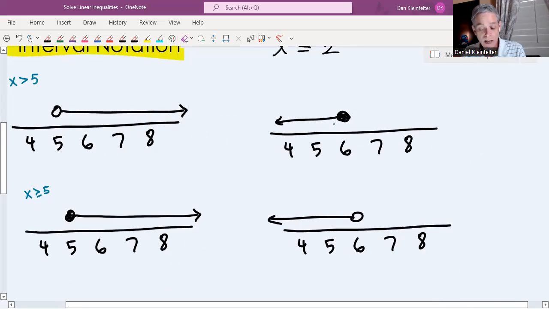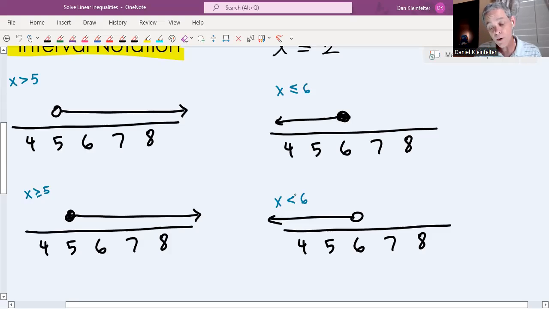In the next one, we have the arrow extending to the left. That would indicate the numbers that are less than, in this case, 6. So we have x is less than or equal to 6. Again, the solid circle indicates that the endpoint is included. For the one below, x is just less than 6.